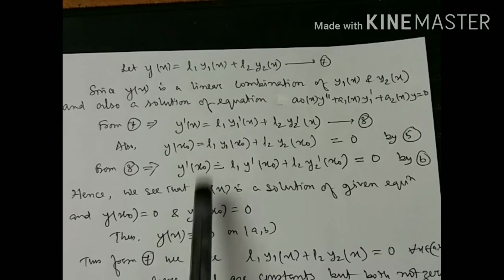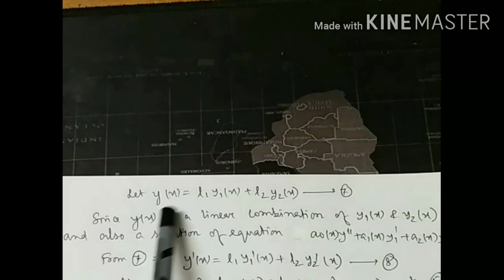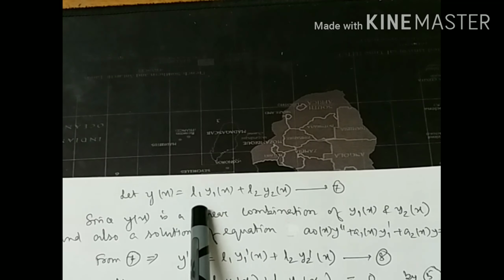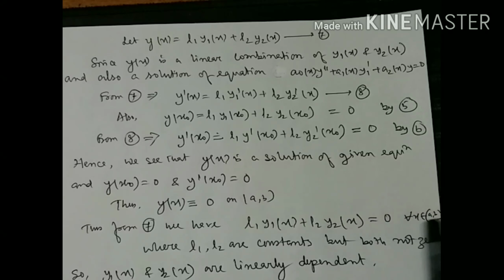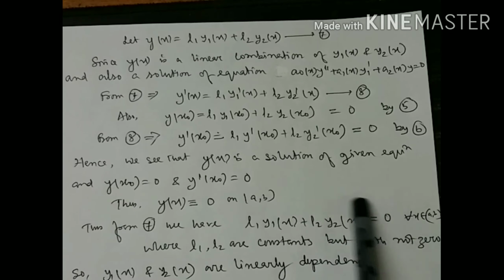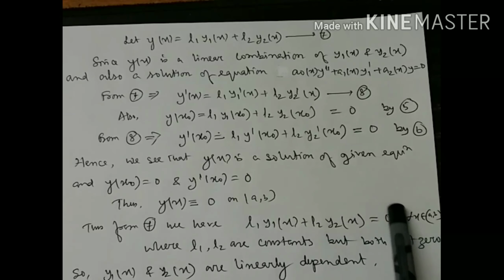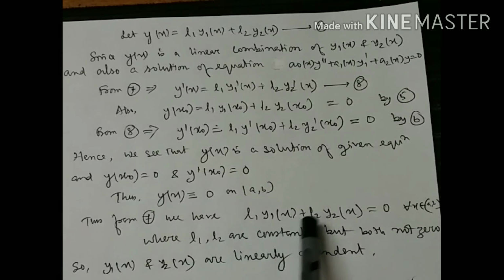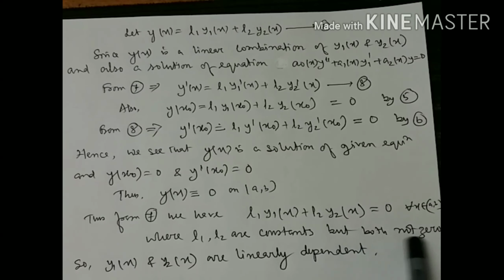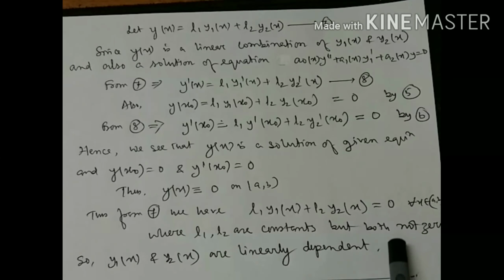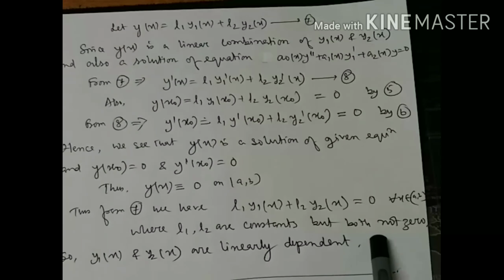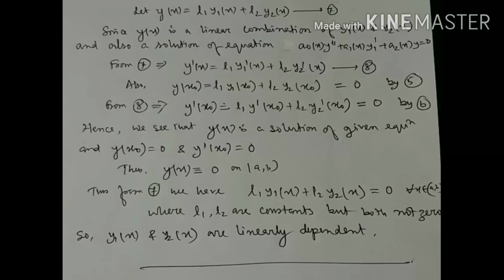So putting the value of y(x) equal to 0 here, we get L1 y1(x) plus L2 y2(x) equal to 0 for all values of x belonging to AB. And this is the definition of linear dependence, where L1, L2 are two constants, both not 0, as we already supposed. So y1(x), y2(x) are linearly dependent by the definition of linear dependence, right? Okay, thank you.